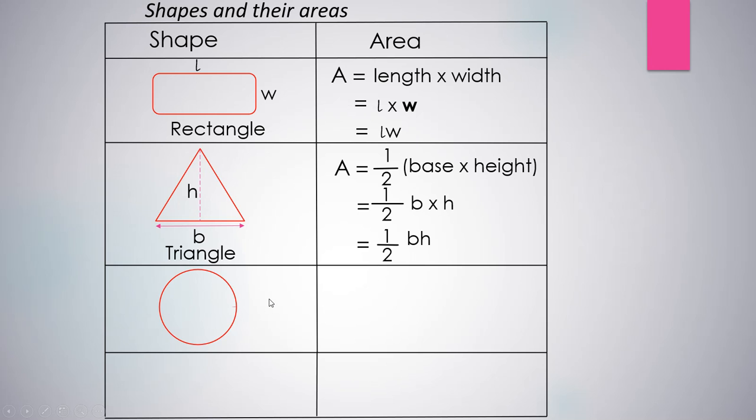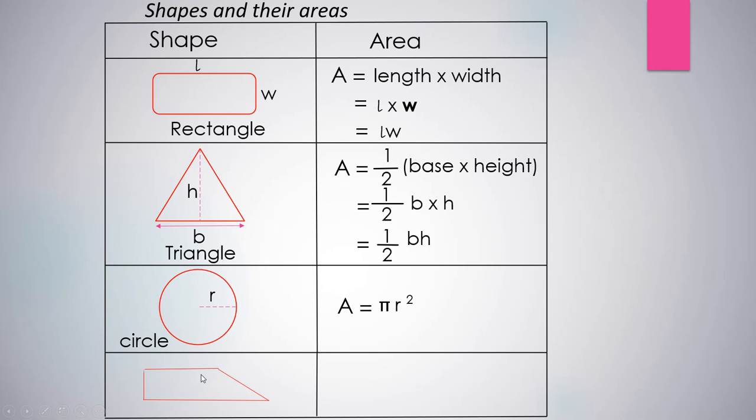Let's look at another shape, which is a circle. The circle has radius r, and the formula for its area, which you know very well, is pi r squared, where the value of pi is 22 over 7, or simply 3.142.